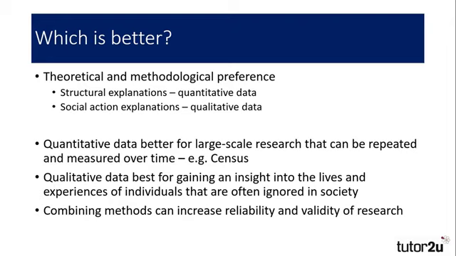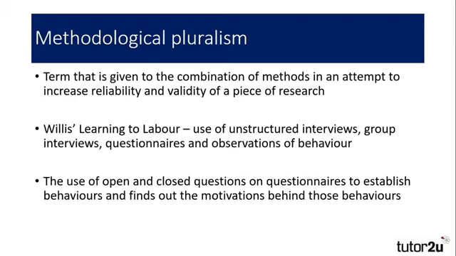Perhaps the most complete way of researching society is to combine these methods, increasing the validity by using qualitative methods and the reliability by using quantitative ones. This is referred to as methodological pluralism. Researchers will combine methods such as using official statistics to analyse areas of poverty and then conducting unstructured interviews with people in those areas to see how poverty impacts on their lives.